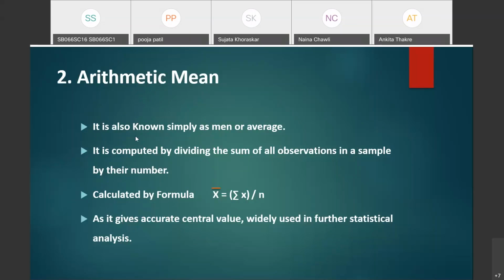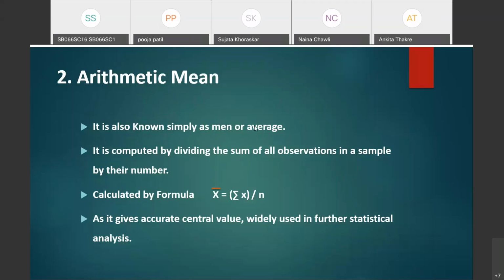Arithmetic mean is also known simply as the mean or the average. Here the spelling mistake is there; please read it as mean. It is also simply known as the mean or the average.